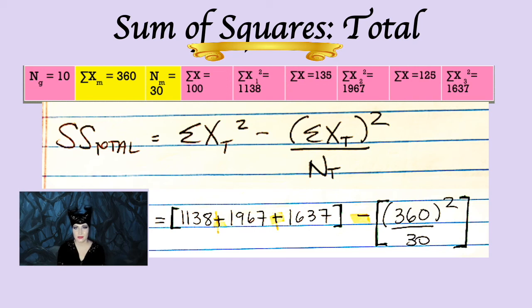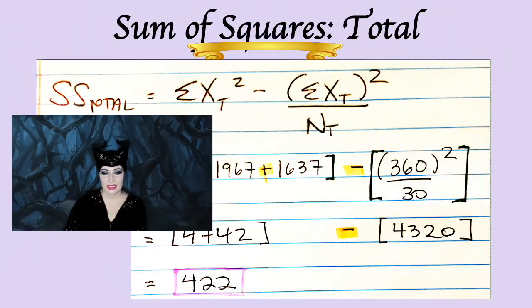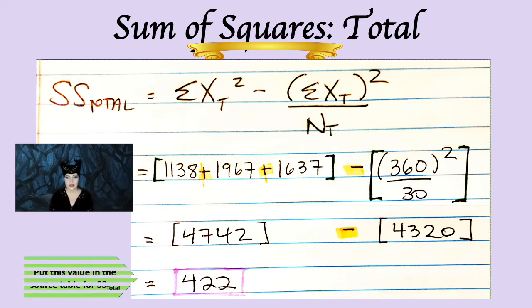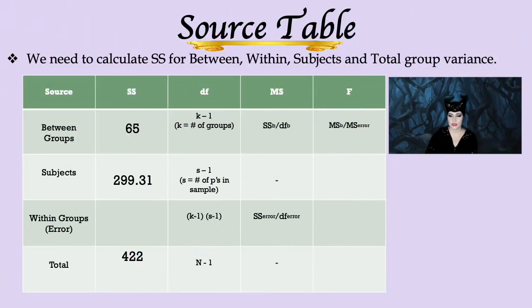We square that and we divide by n, the total n, which is 30, since we have 30 different data points. If we simplify that further, we have 4,742 minus 4,320, and we are left with a variance of 422. This is the number that we plug into our source table for sum of squares total.